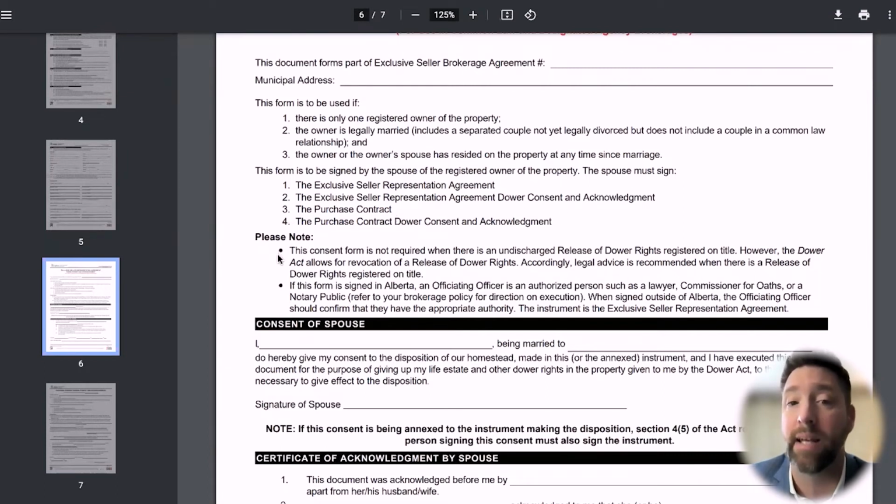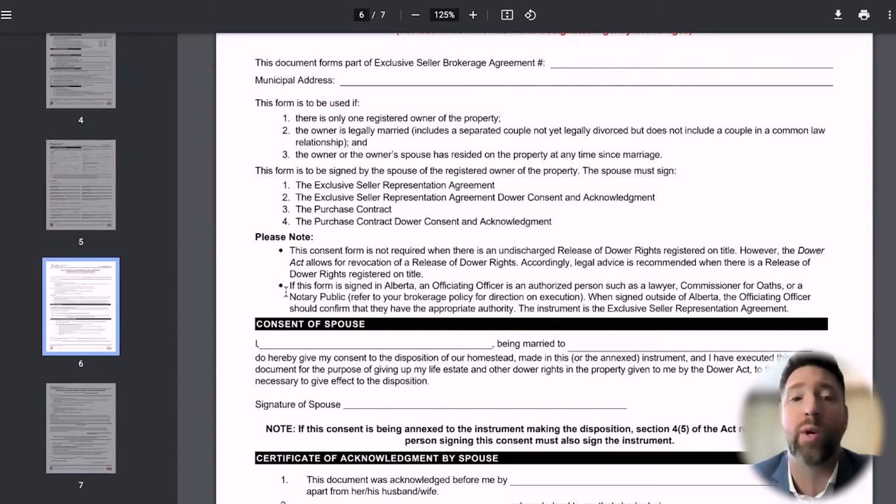There is an exception to this, when they have released their Dower rights and that's registered on title. In that situation, there are no further dealings with the non-titled spouse. No signatures are required. When you have that, probably bring it to the attention of reception so that they're not looking for it. They wouldn't normally know to look on title for those types of things. So you'll have to just acknowledge that. They may request the Dower consent, so just so you know, it's not required when released on title.